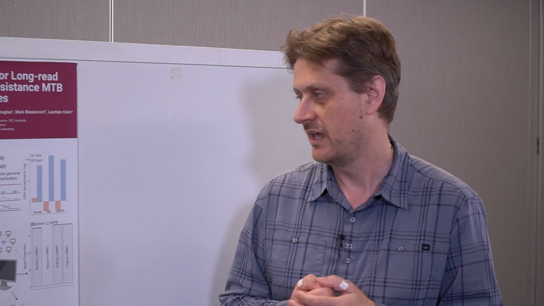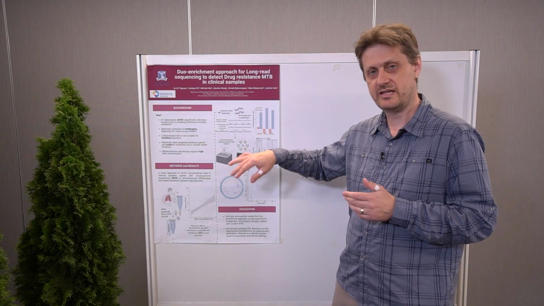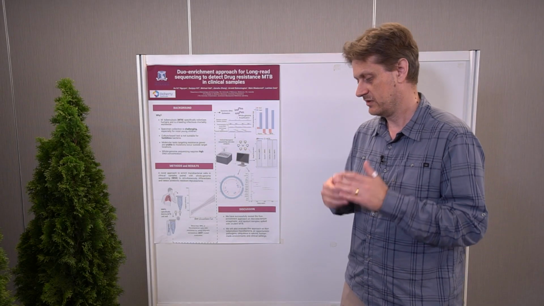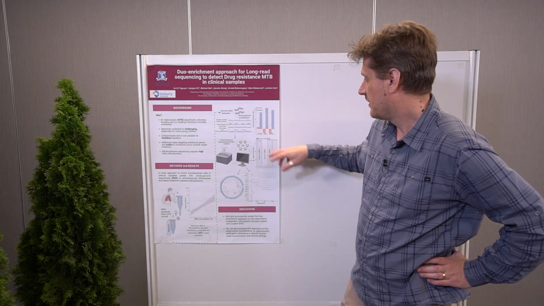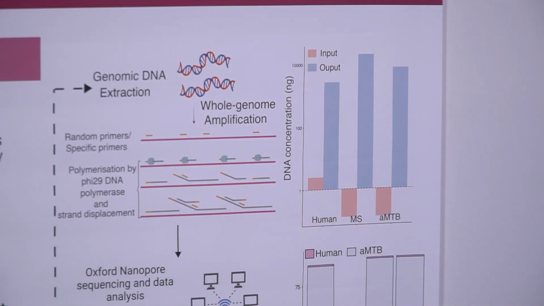We use a whole genome isothermal amplification approach from QIAGEN called Genomiphi, which uses the Phi-29 DNA polymerase in combination with random primers, which bind randomly across the genome to attempt to uniformly amplify the small amount of DNA. You can see here that we start with sub-nanogram levels of avirulent MTB, and after amplification, we end up with thousands of nanograms. So that's a highly effective method for amplifying.